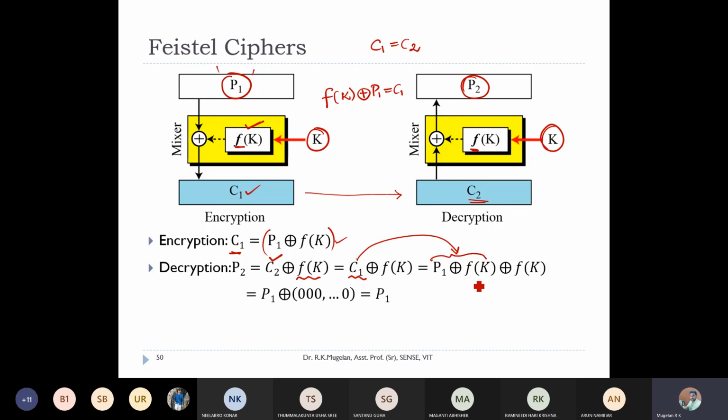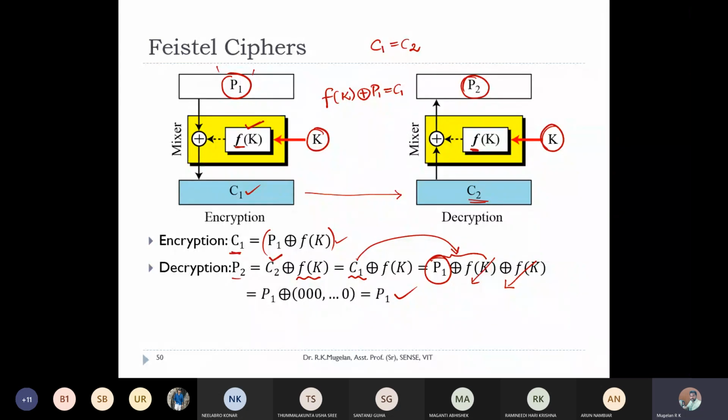And if you XOR the same component, like 1 XOR 1, I'm going to get 0, 0 XOR 0, I'm going to get 0. Right. So this f of k and f of k will cancel to 0. It should be leaving me the plain text back. So now your P2 is equal to P1. That is, whatever is transmitted as plain text after encryption is decrypted as P2.